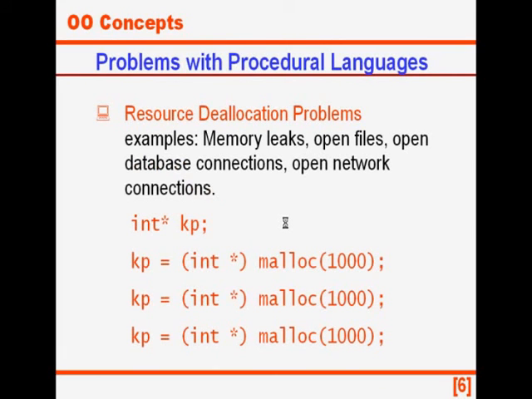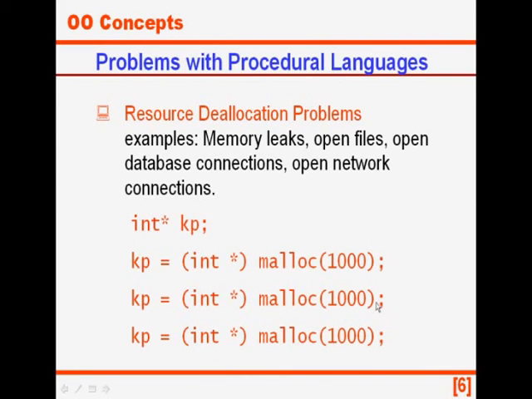Another big problem with procedural languages is the resource deallocation problems. What are resources? Resources can be anything starting from memory to files to open database connections and network connections. What happens in this code here? We have declared here int *kp, and we have allocated a block of 1000 bytes to this pointer kp.